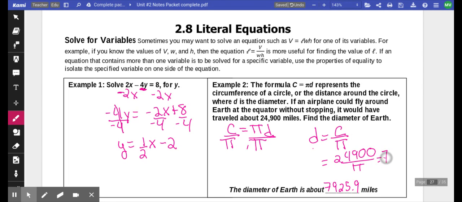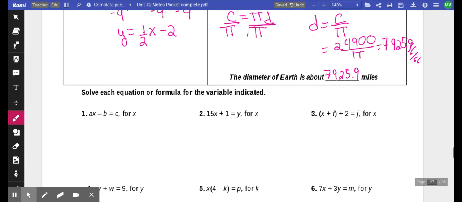Now, that's not the full answer. I rounded it there. The full answer is 7,925.91616666. I don't say those sixes are repeating because chances are with pi it's not. So now I want to solve the equation for the variable indicated. So number 1, if I want to get x alone, I need to first undo the minus b. So I add b to both sides.